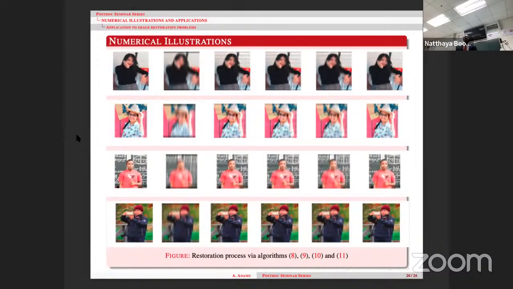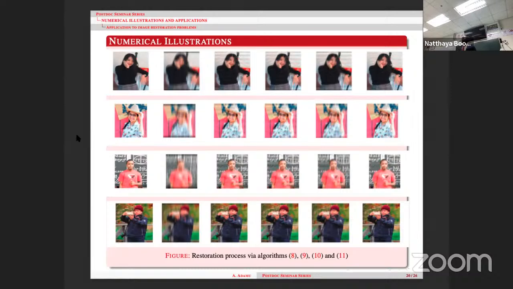In this figure, the first column contains the original images. The second column is the degraded images using motion blur and random noise. The third column is the images restored using the forward-backward algorithm. The fourth column contains images restored using Zeng's algorithm. The fifth column are images restored using Takahashi et al.'s algorithm. While in the last column, we have the images restored using our proposed algorithm. You can see from these restored images, our algorithm gave a better restoration.